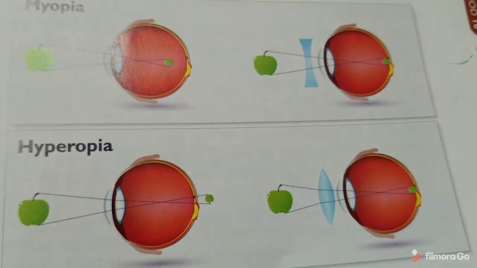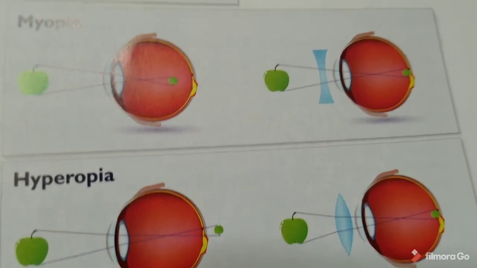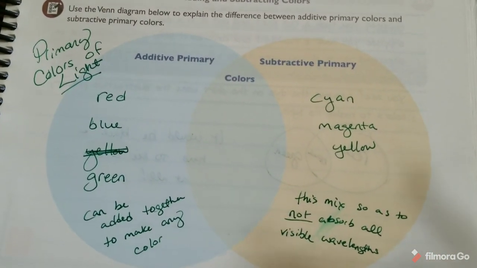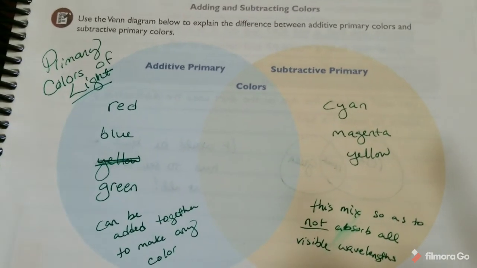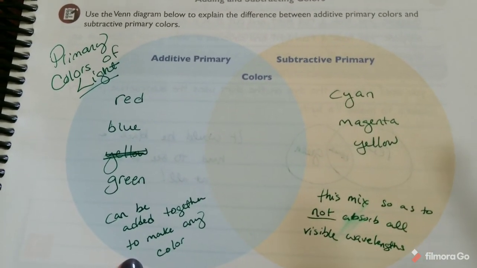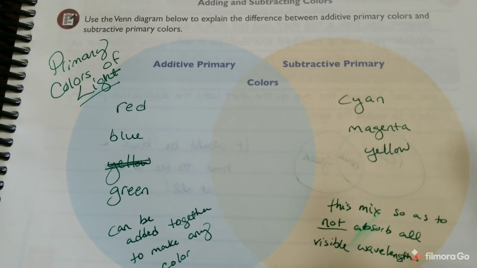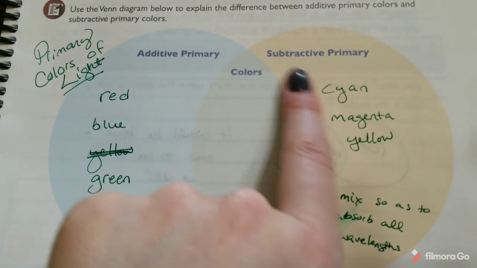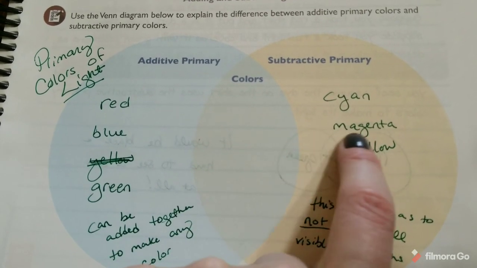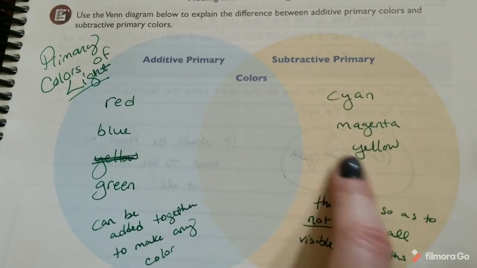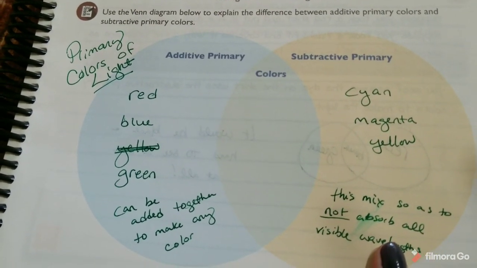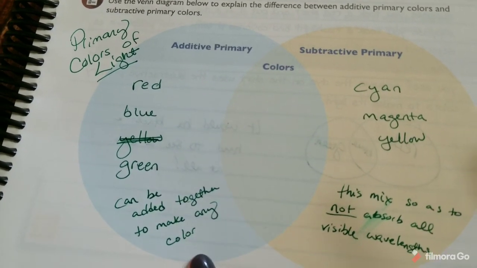Okay, so we are now on the bottom of page 319. We've got the primary colors of light, and everybody knows their primary colors, probably red, yellow, and blue, but these are called the primary colors of light, and they are additive primary colors, okay? They are different because light rays don't work in the same way as the reflective, subtractive primary colors that are closer to what we're used to. Cyan, magenta, and yellow are the subtractive primary colors, and they're reflective. All right, these can be added together to make any color.